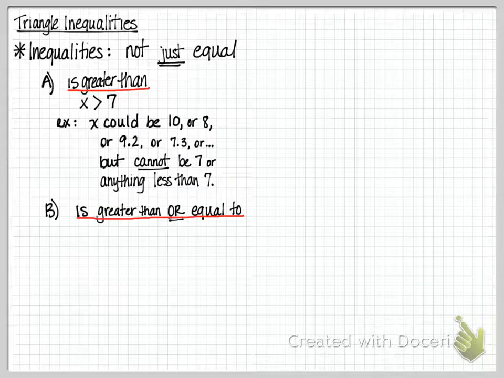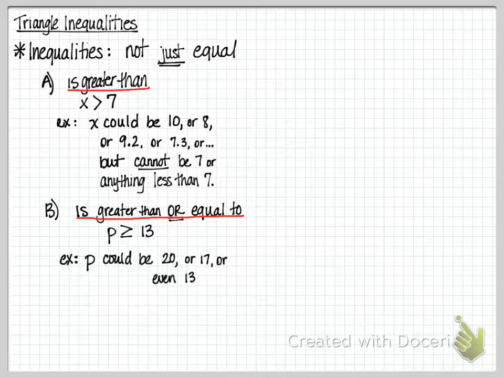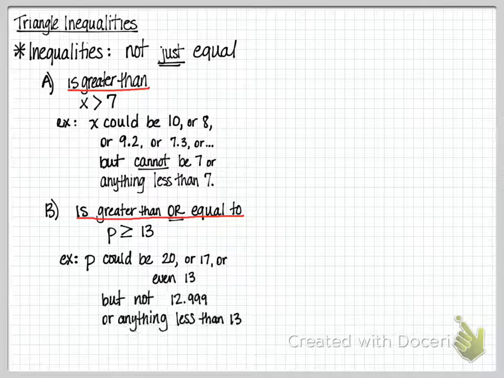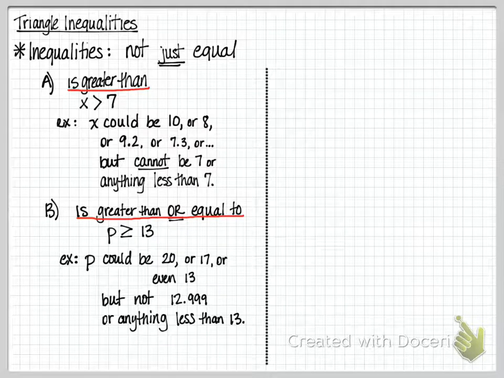The next case is the phrase is greater than or equal to. And the symbol there, we've got p is greater than or equal to 13, which means that p could be 20 or 13 or even 17 or even 13. It could be the number itself, but it can't be 12.999 or anything less than 13.